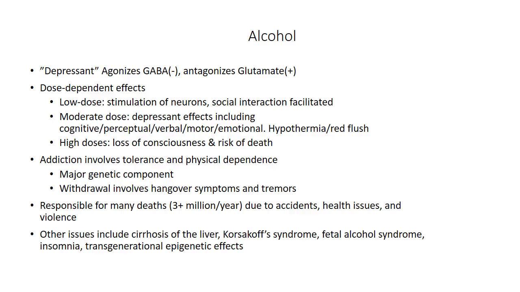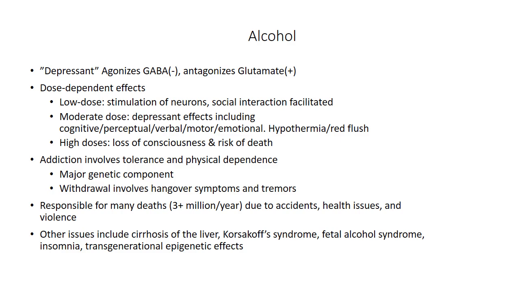Next up is alcohol in terms of amount of use and substance use disorders. Very common, of course. Alcohol has depressant effects, right? And it has those depressant effects in pretty general ways. It agonizes GABA, which is an inhibitory neurotransmitter, and it antagonizes glutamate, which is an excitatory neurotransmitter. So you can see that overall, alcohol is going to reduce brain activity.